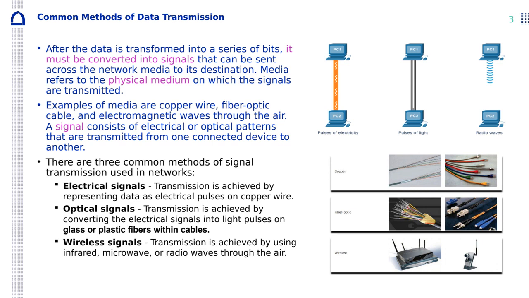What is a signal? A signal consists of electrical or optical patterns that are transmitted from one connected device to another. There are three common methods of signal transmission used in networks. We have electrical signals, a change in voltage. Or optical signals, where the transmission is achieved by converting the electrical signal into light pulses. Or we have wireless signals, where transmission is achieved by using infrared, microwave, or radio waves through the air.